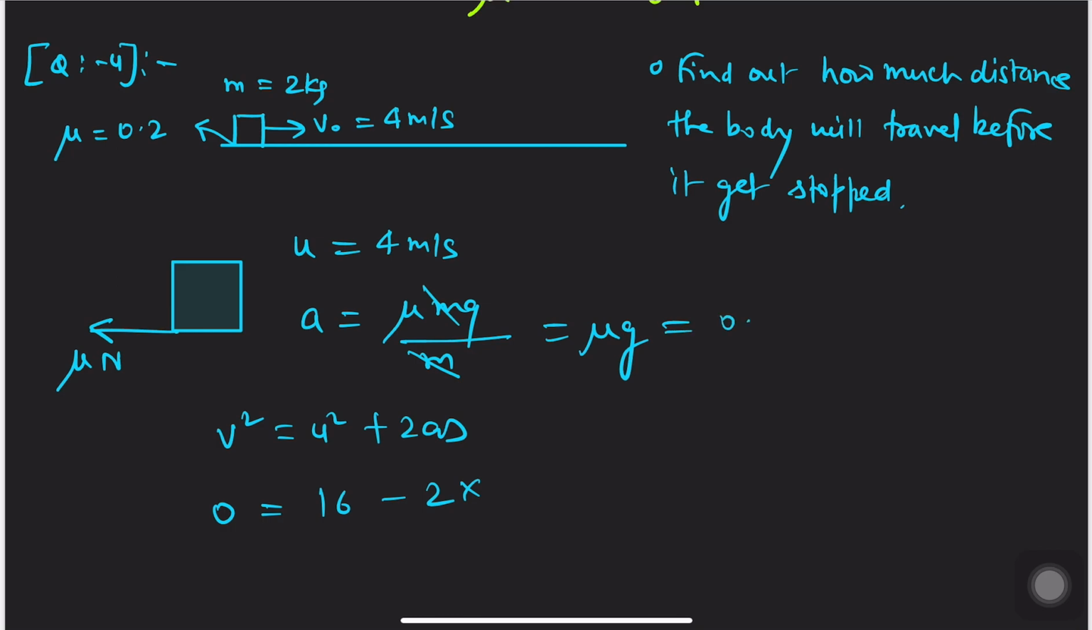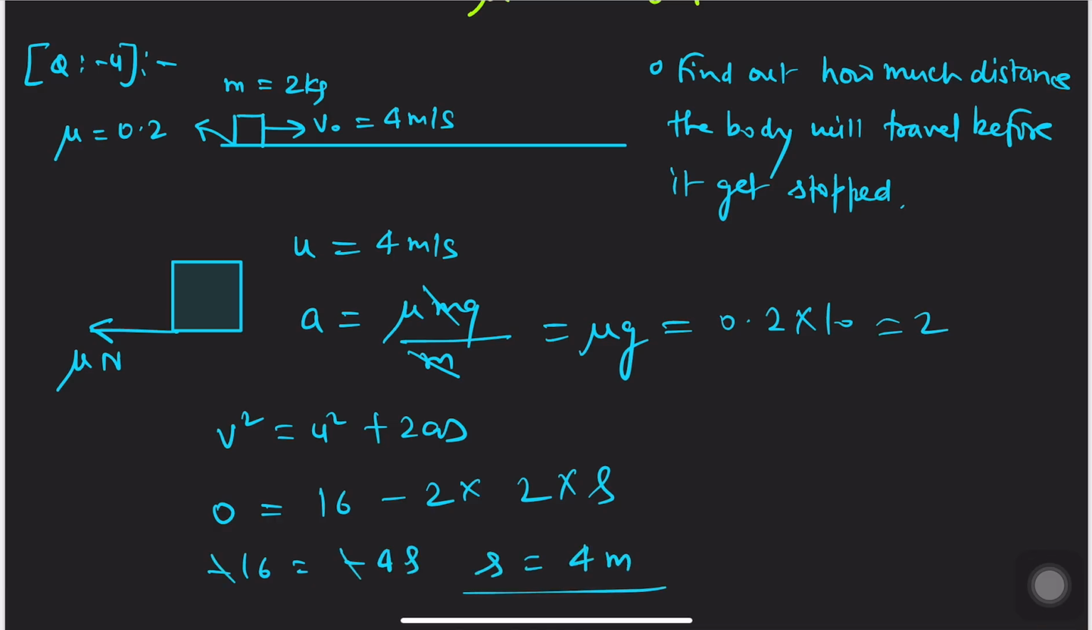Because retardation is happening, it is minus 2 times a, and a is 0.2 into 10, that is 2. So this is 2 into s. So minus 16 is equal to minus 4s, minus minus cancel. So s is equal to 4 meter. I hope you got this question also.